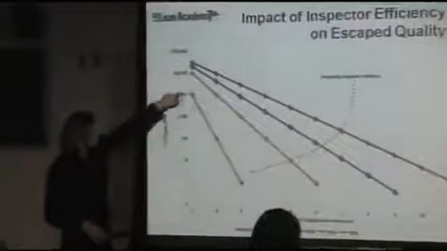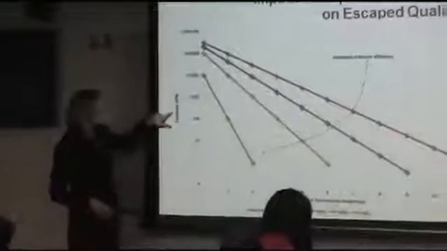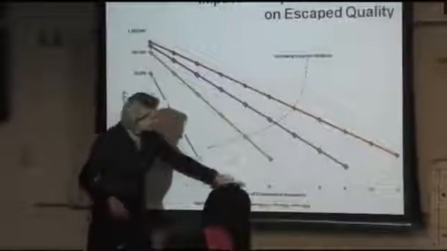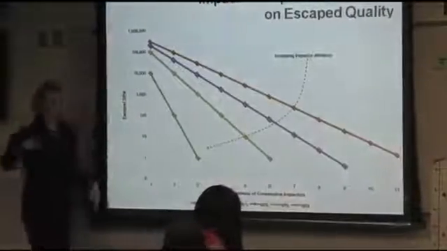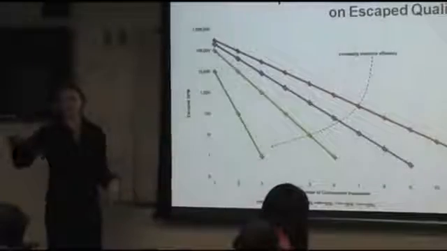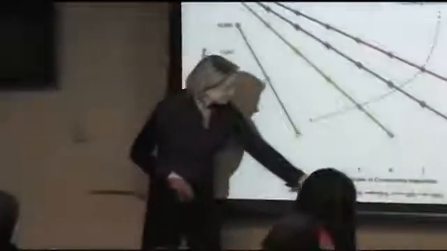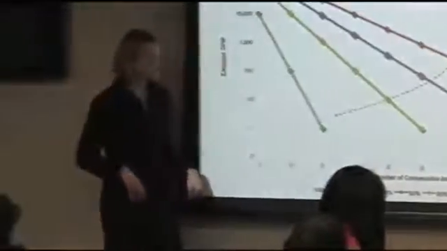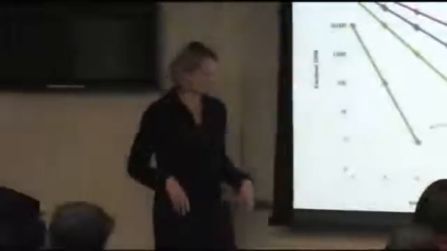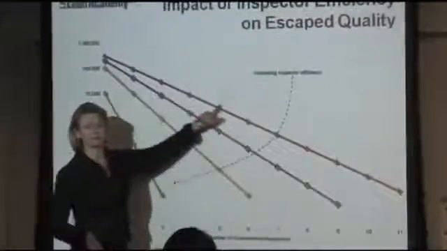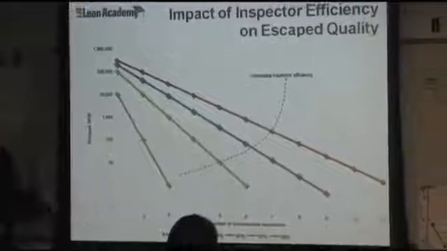Here on the y-axis we have escaped defects per million, and down here on the x-axis is the number of consecutive inspectors. We just did an example with 2 consecutive inspectors. And then our different colored lines represent different levels of inspector efficiency. So 70% is the red line. That's about the line that our class was on, at 68% efficiency, which is called 70.